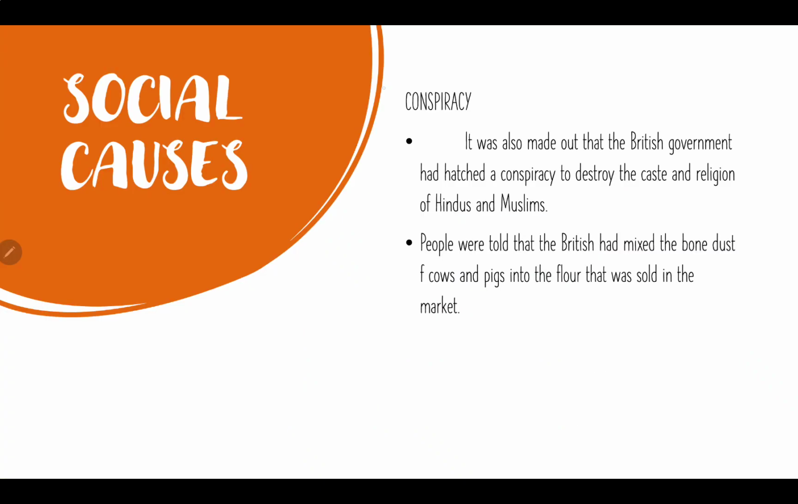Now, the third point in social causes: conspiracy. It was also made out that the British government had hatched a conspiracy to destroy the caste and religion of Hindus and Muslims. There was a rumor also. The British wanted to destroy the caste and religion of Hindus as well as Muslims. People were told that the British had mixed the bone dust of cows and pigs into the flour that was sold in the market. So there was a conspiracy also.